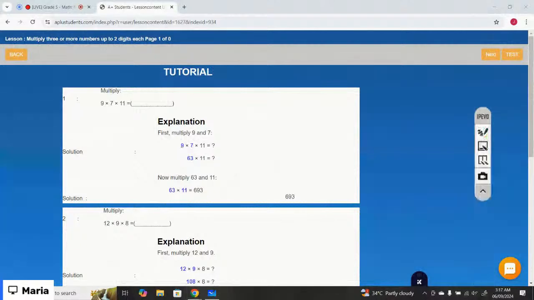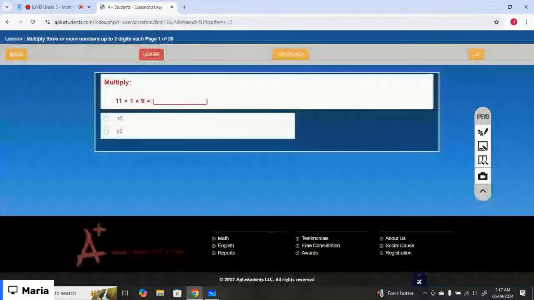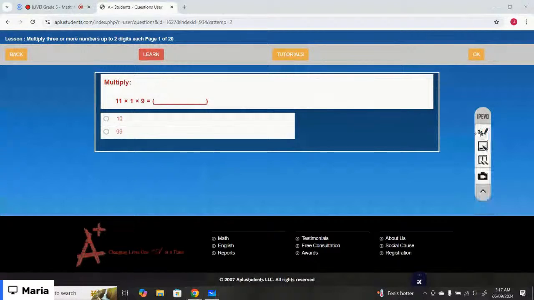Let's just start with the test questions. So always make a pair of numbers and then multiply them. So you have to do 11 times 1. 11 times 1 is 11. And you have to do 11 times 9, that is 99. So the correct option is 99. Got it? Option number 2 is the correct option.